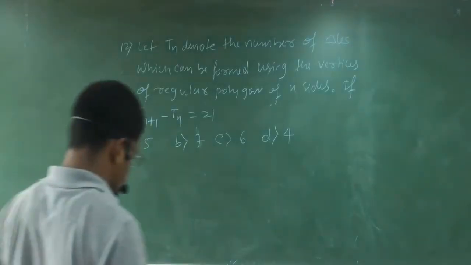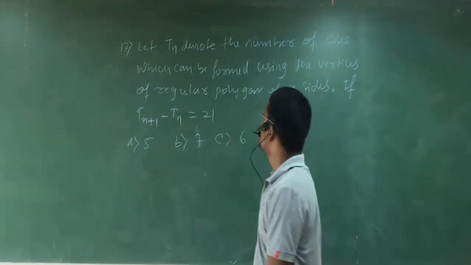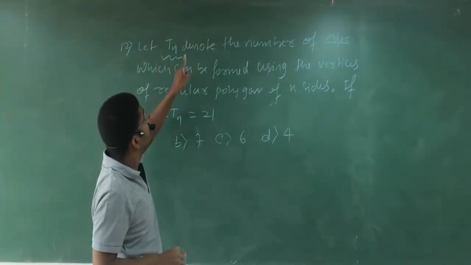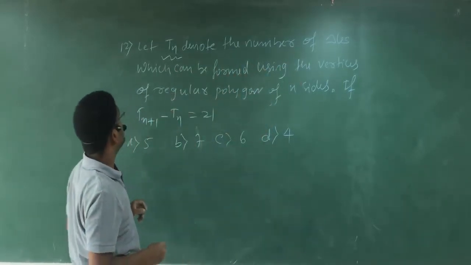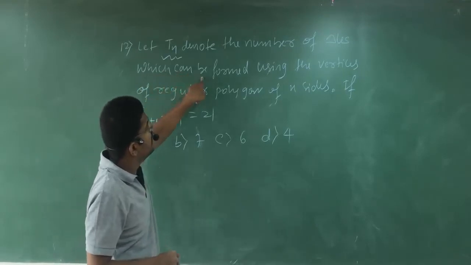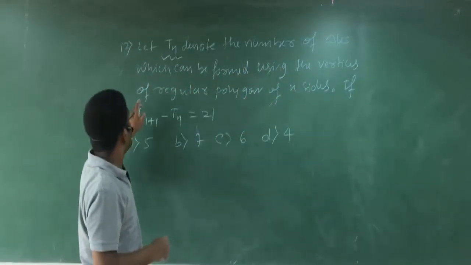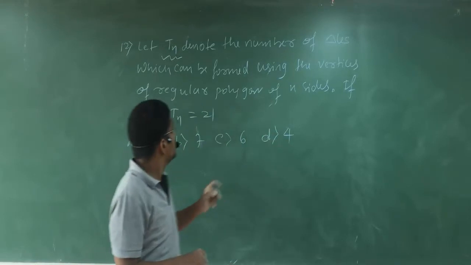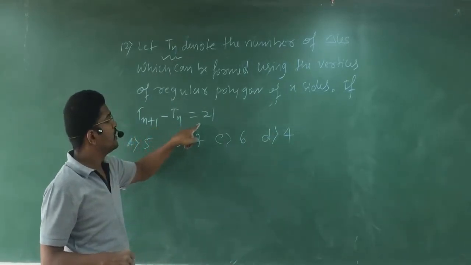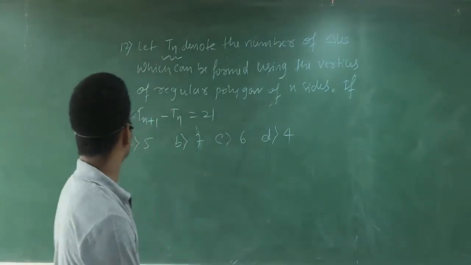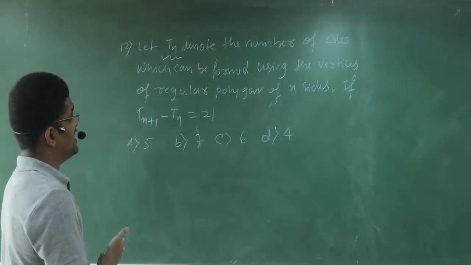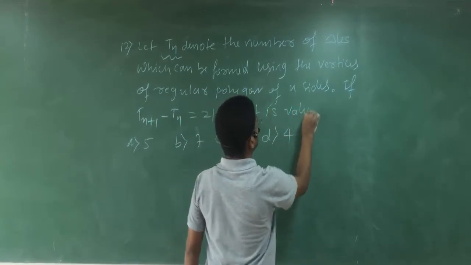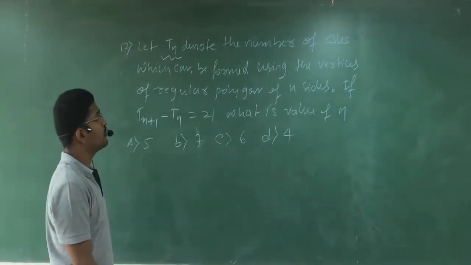Okay, students. So now let us go for the next problem. Let Tn denote the number of triangles which can be formed by using the vertices of a regular polygon of n sides. If Tn plus 1 minus Tn equals 21. Clear? Okay. Then they are asking what is the value of n of the regular polygon of n sides.